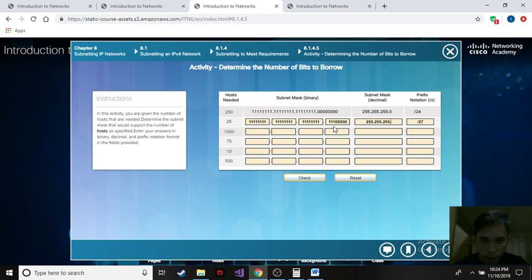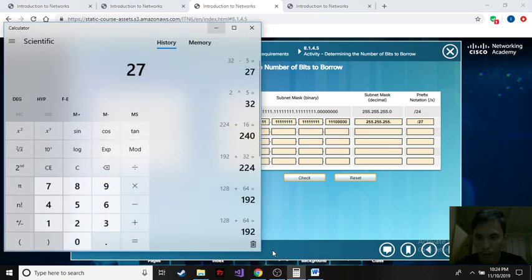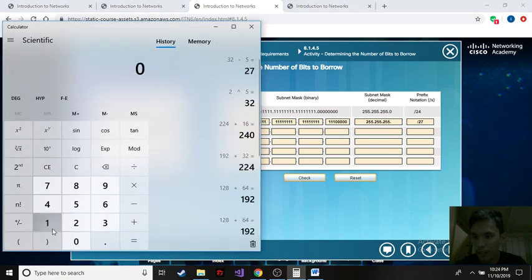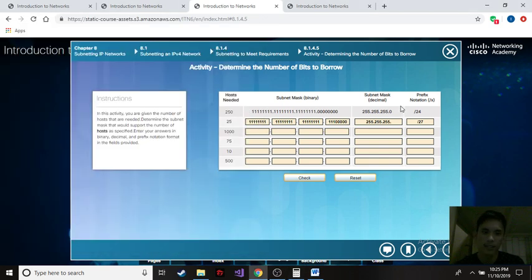So we're going to compute 128 plus 64 plus 32. So 224. So our subnet mask decimal should be 255.255.255.224. Yeah, so let's proceed to the next.